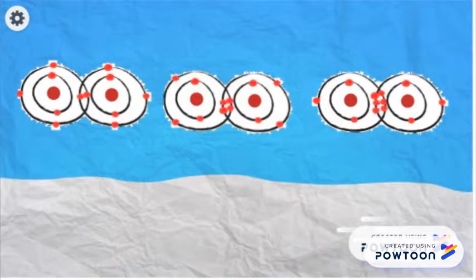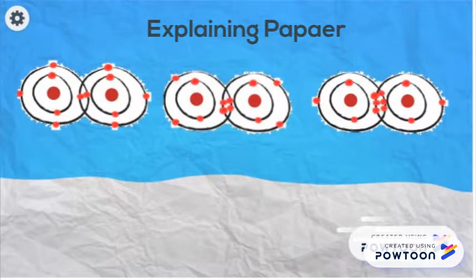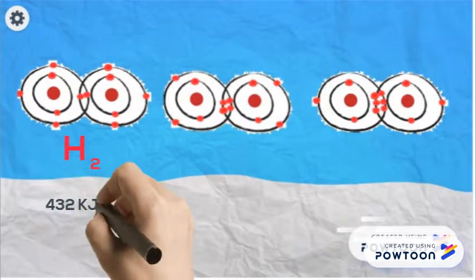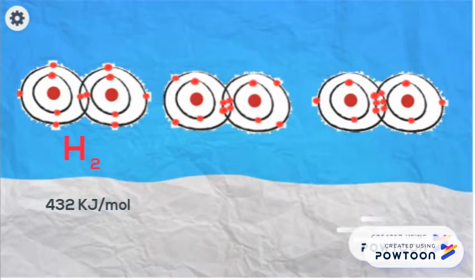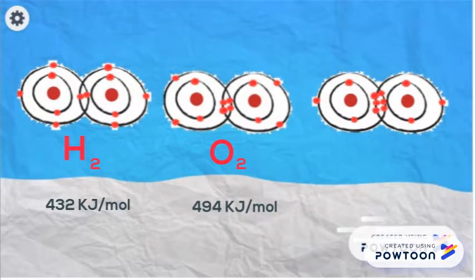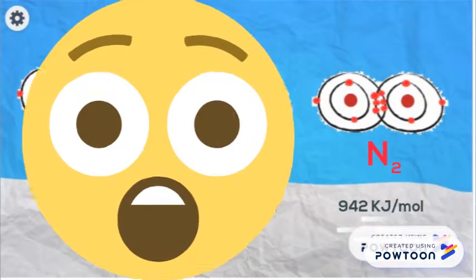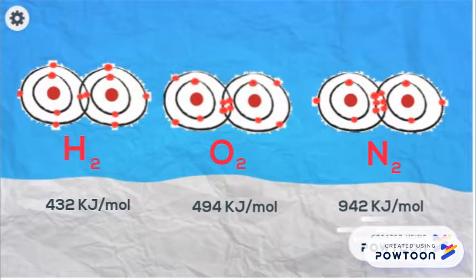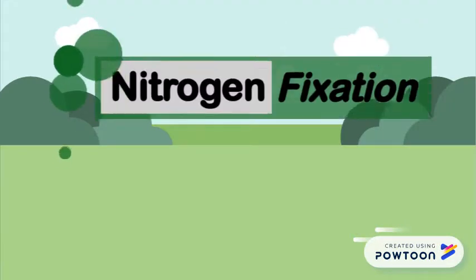But why can't we just breathe this gas in? Which brings me to the explaining paper. We have gases such as hydrogen, which are quite easy to break apart with this one bond. Then we have oxygen with 2 bonds, which is just as easy. But then we see this crazy triple bond nitrogen, which is a pain in the butt to pry apart. So it needs to be fixed.